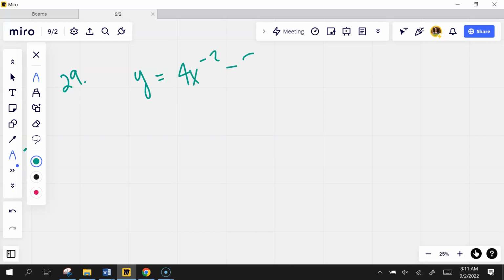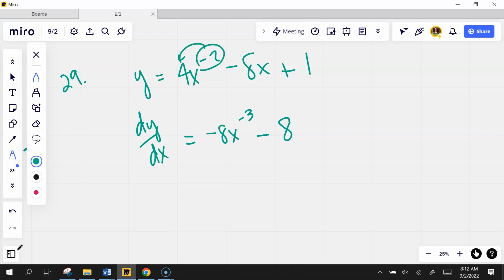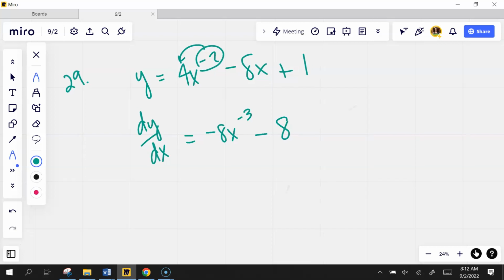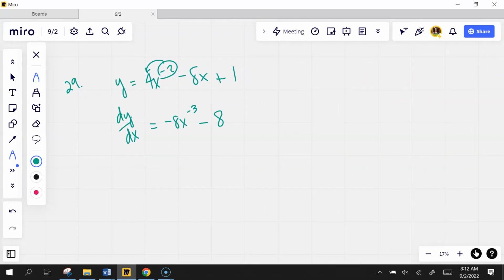4x to the negative 2 minus 8x plus 1, and so all I have to do is find dy/dx. Negative 8x, still back one off of that exponent, minus 8. Is that not your 29? So negative 2 times 4, negative 8, and then minus 1 on the exponent. 30? Yep. That's it.